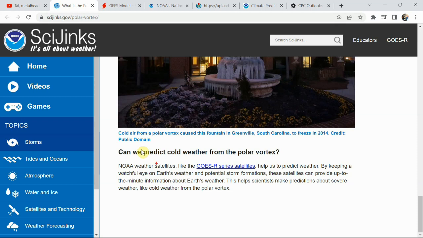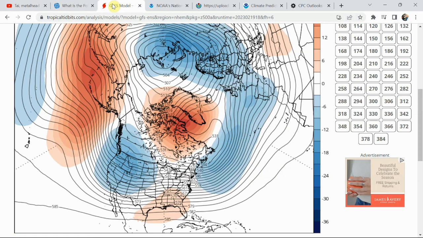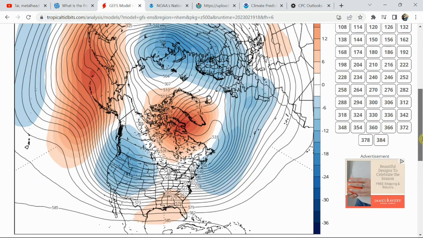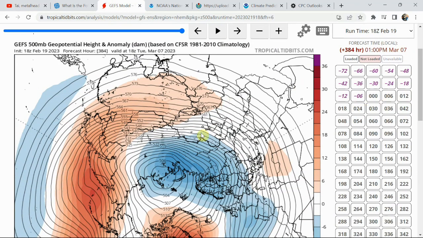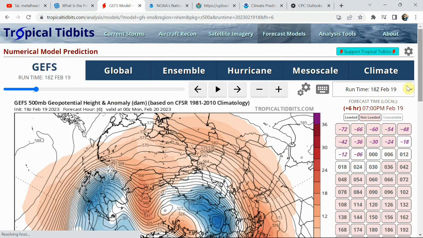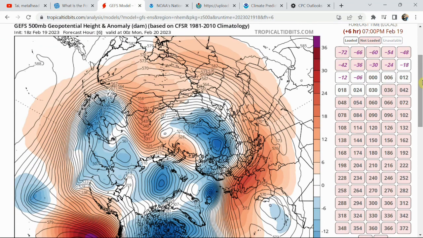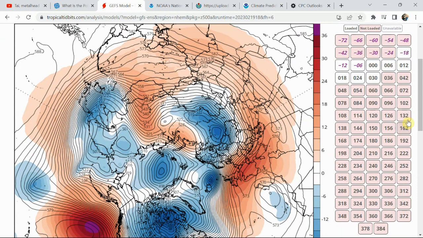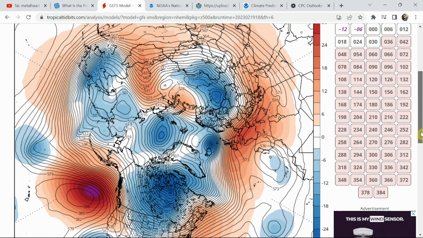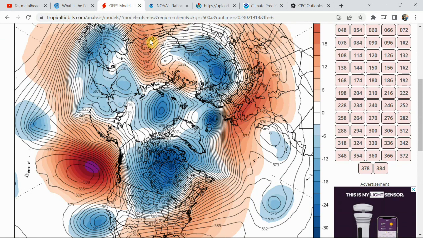But that being said, let's go ahead and take a look at what our current situation is as we start to look towards March of 2023, which is around the time I'm making this video. So we'll start out by moving this out to about 6 hours ahead of schedule here. It's the latest model run that I have from the GEFS ensemble. So we'll run this forward here. And this is what we have going on around the North Pole, and this is the North American continent here.